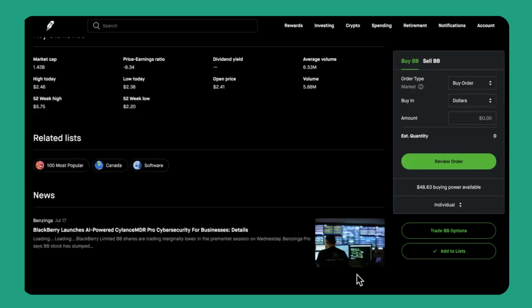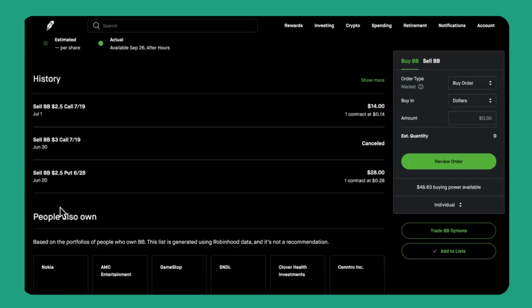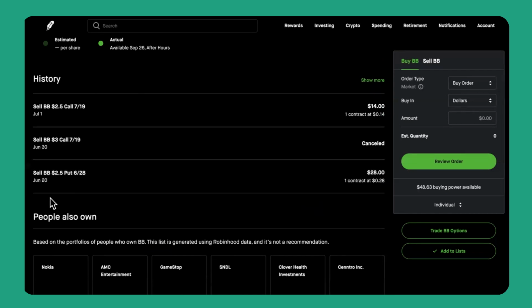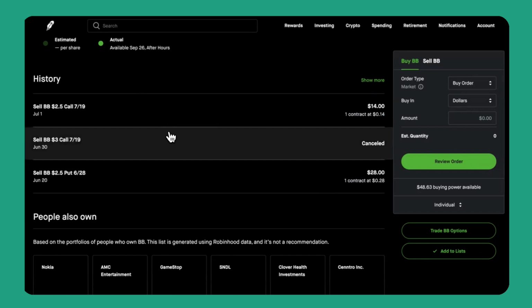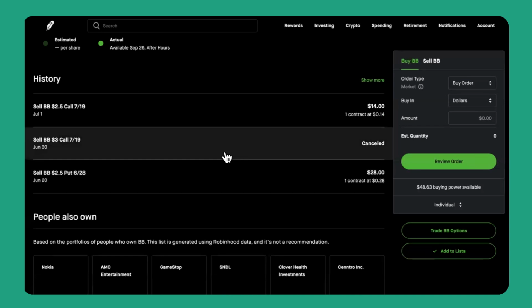That way we can see how much I've made on the $250 that I've invested into this company. Okay. As we can see here in my history, I've already made $28 on my $250 that I've invested in BlackBerry. And that was on June 20th. I made $28. Then on July 1st, because this contract expired in the money, I was assigned 100 shares of BlackBerry. So now I own 100 shares of BlackBerry. I bought them for a discount, right? But now I own 100 shares.